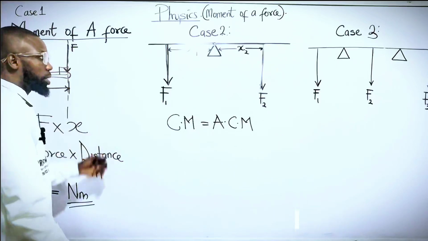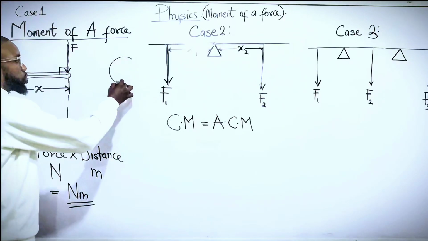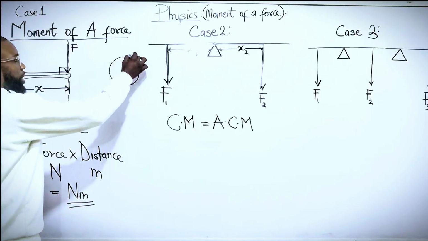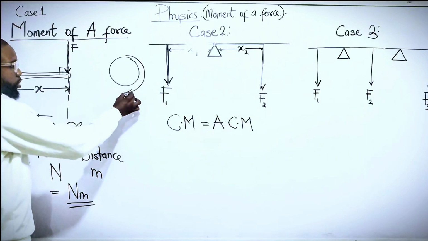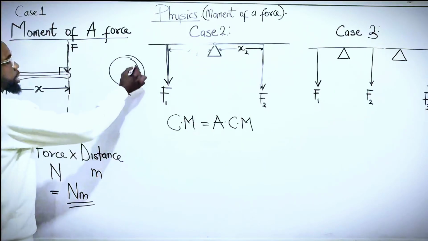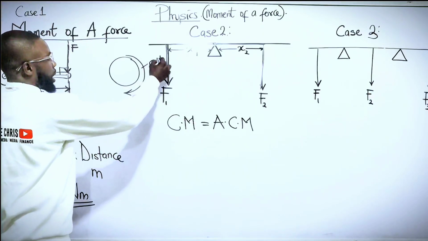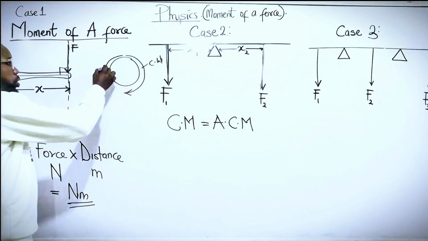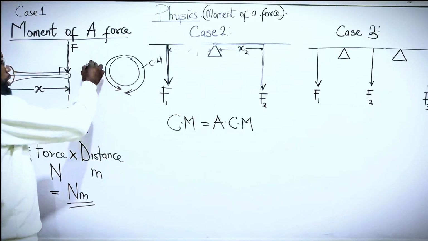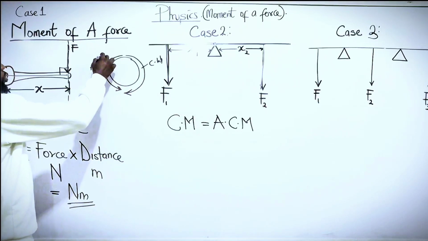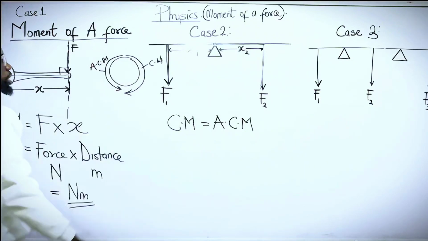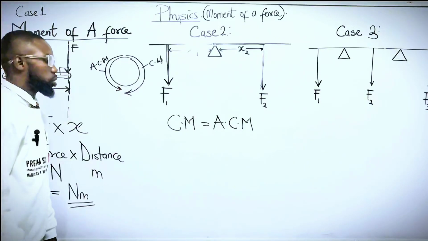The clockwise means that if you have a clock in your house, the wall clock, you discover that it is always going in this direction. So this becomes the clockwise moment, and this one becomes the anti-clockwise moment, right? The clockwise moment and the anti-clockwise moment.